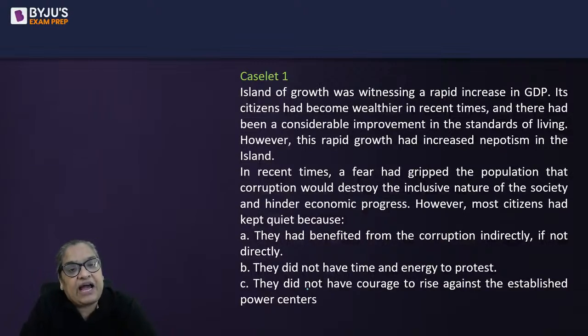All the cases I have taken are from past year papers. All right. So read the passage in 30 seconds and I will sum it up for you. I'll just put the timer on.